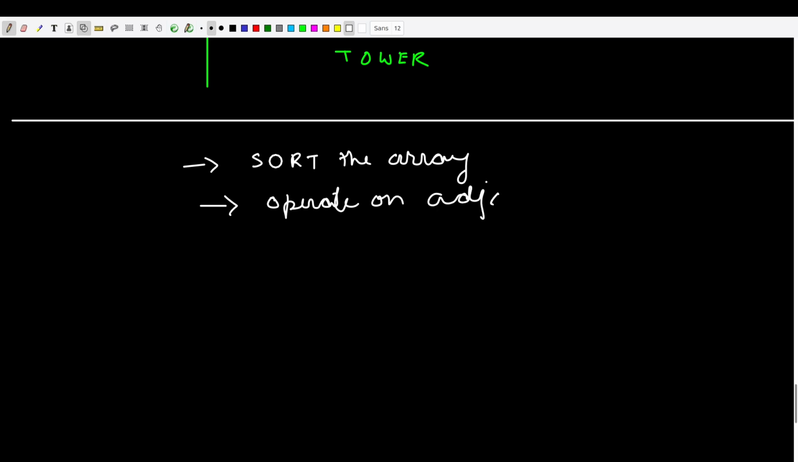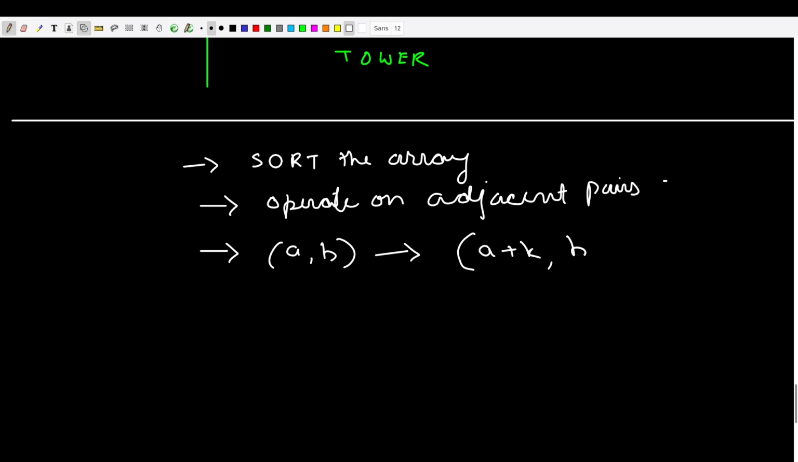Okay, so that was the point of sorting the array, adjacent pairs. That was one optimization. The second optimization was basically, when we are operating on pairs, let us say this is one pair on which we are operating. In order to minimize the height, I have to increase a by k and decrease b by k. Remember, this is to minimize it, right? So these are the things which we will do while iterating on the pairs.